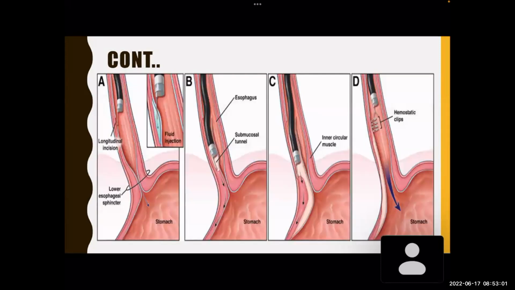So this is the procedure. You can see the incision. We are introducing it till the lower esophageal sphincter. Saline infusion has been done. We are creating a submucosal tunnel. Then we are doing an inner circular muscle myotomy. Then we are closing it with a hemostatic clip.